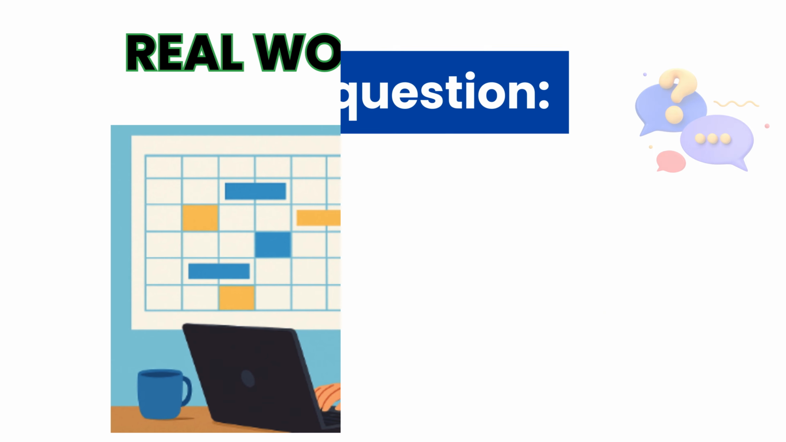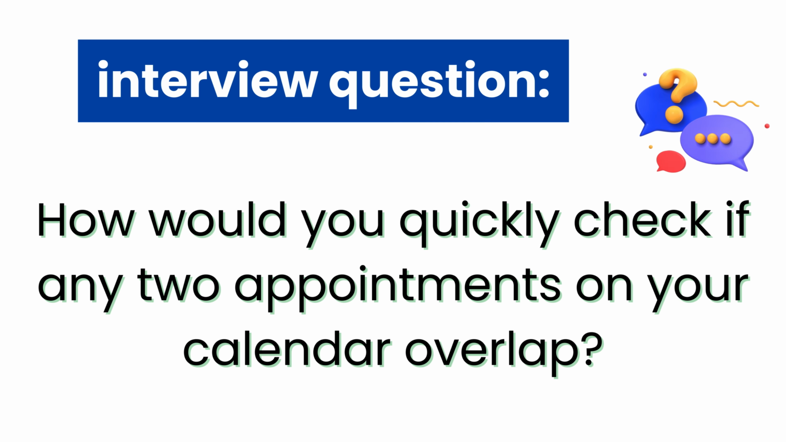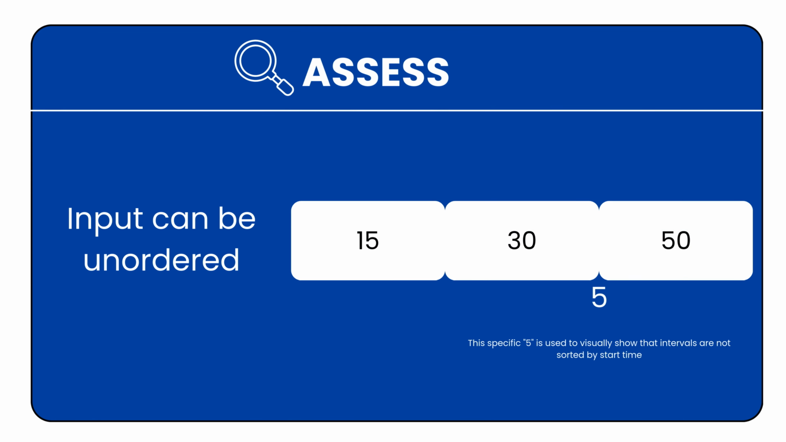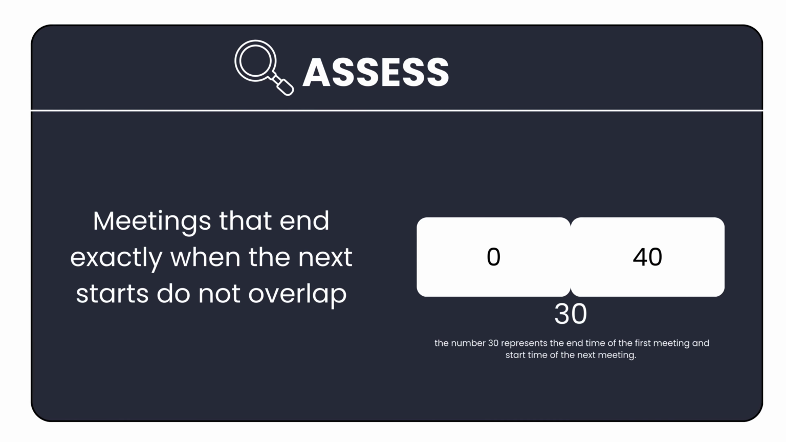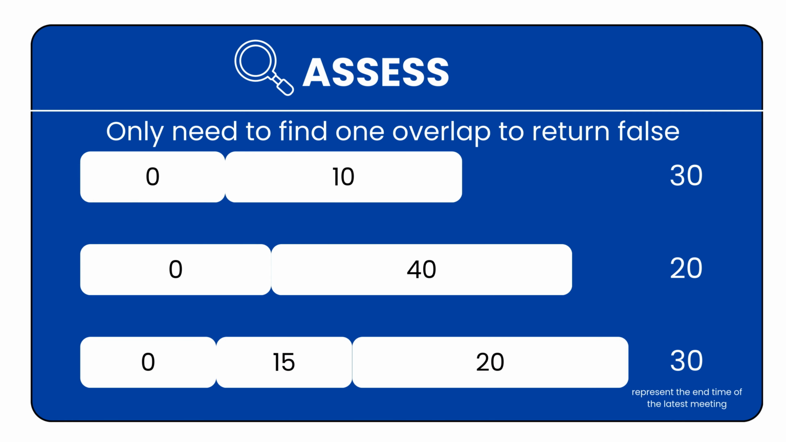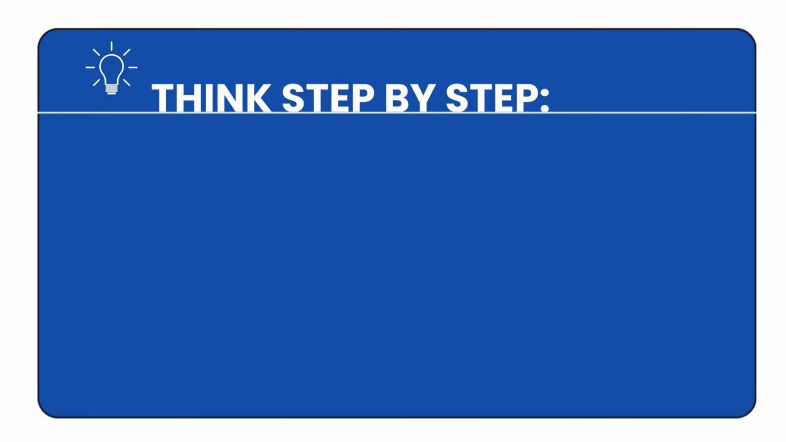Imagine planning your day with back-to-back meetings. Can you get to everyone without running late? Interviewers might ask, how would you quickly check if any two appointments on your calendar overlap? What's tricky? Input can be unordered. Meetings that end exactly when the next starts do not overlap. Only need to find one overlap to return false.